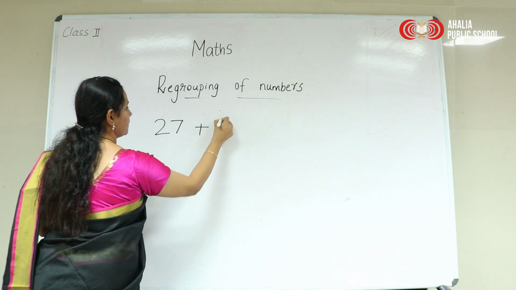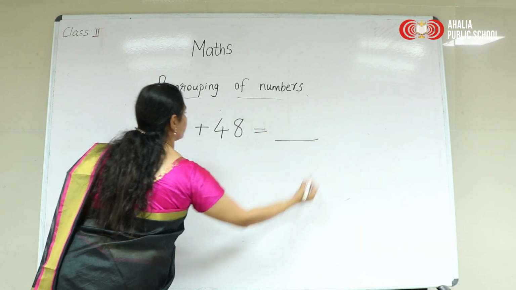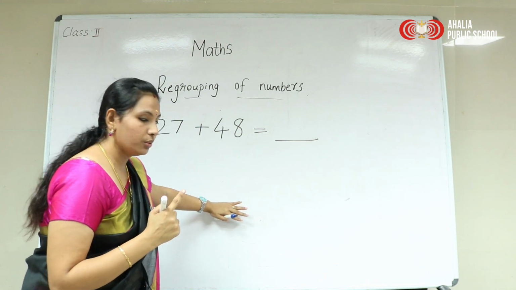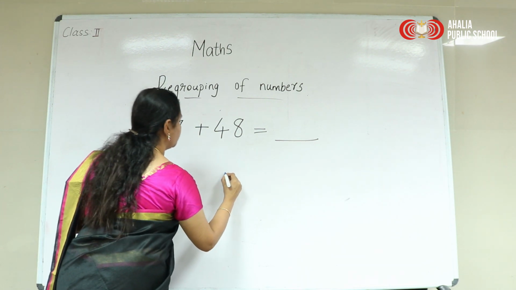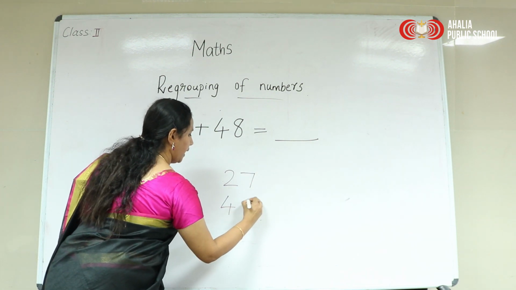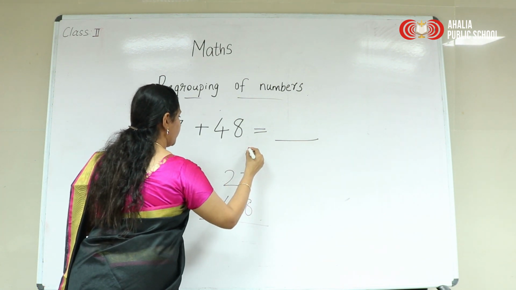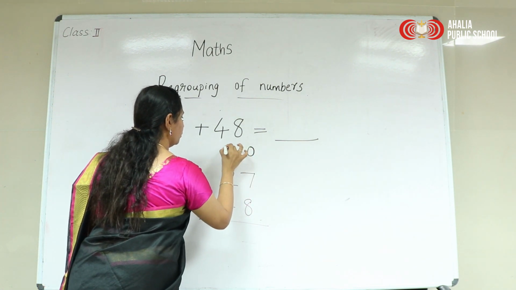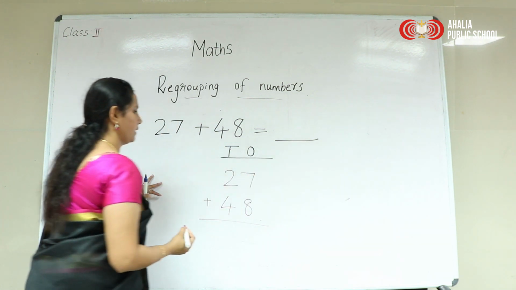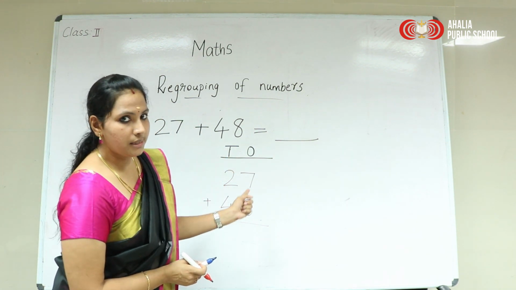27 plus 48 equal to dash. The first thing we have to do is put this into the column. How will we put it? 27 plus 48. Then we have to assign the place value. Assign the place value.